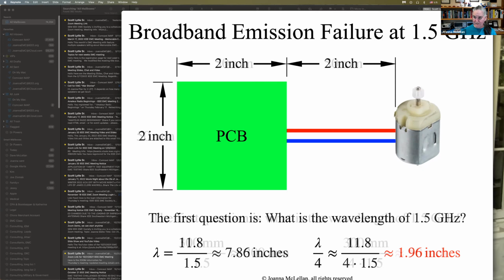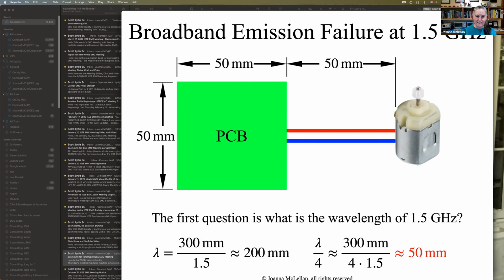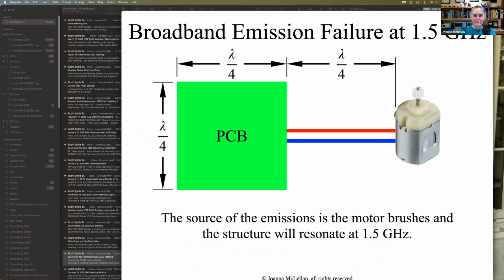So what we've got here is, incidentally, if you want to do it in metric, the metric number is 50 millimeters. That's what I just calculated. Yeah, I can only think in metric, but that's exactly what I just calculated. Okay, so you got quarter wavelength sides on the little square printed circuit board. The cable to the motor is a quarter wavelength. You have a half wavelength resonating structure. Think of it as an antenna where the source is inside the antenna.